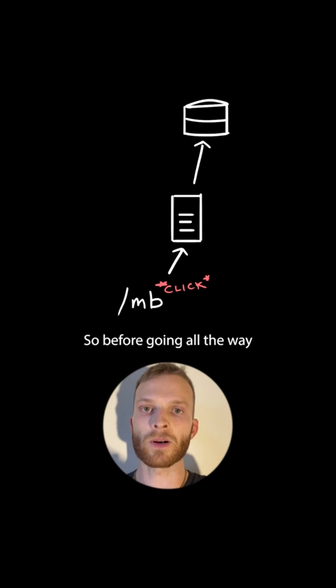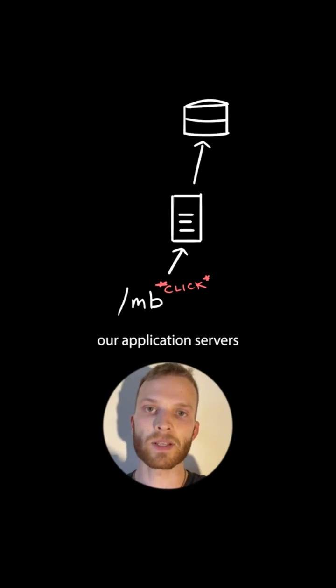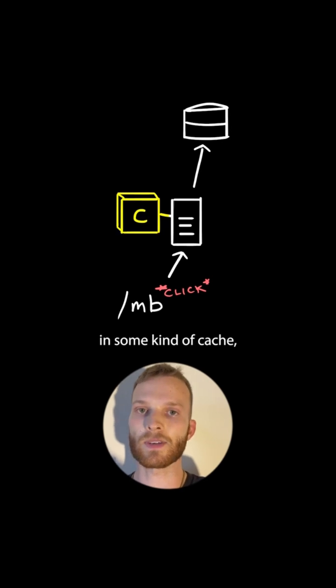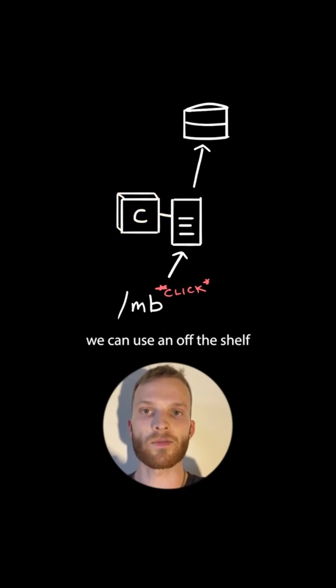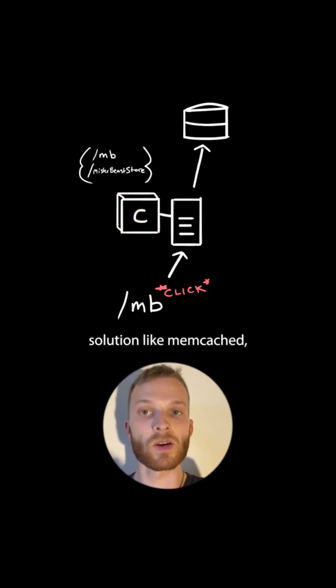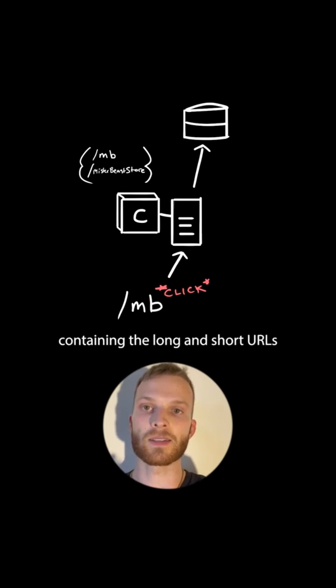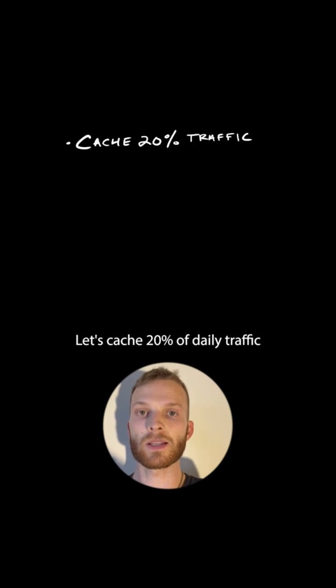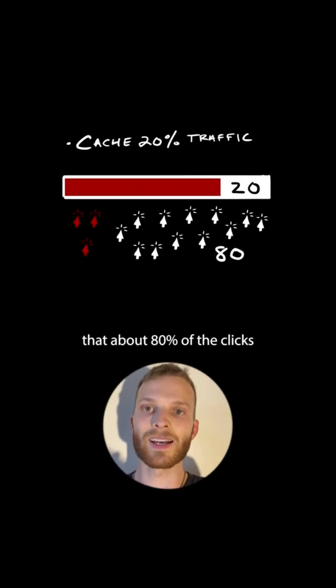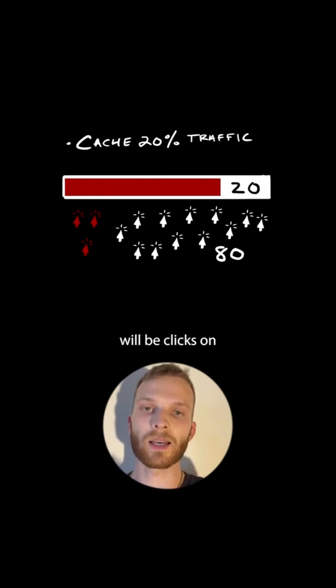So before going all the way into the database, our application servers can more quickly serve it up if it exists in some kind of cache. We can use an off-the-shelf solution like Memcached, which can store an object containing the long and short URLs. And using the Pareto principle, let's cache 20% of daily traffic, since we can guess that about 80% of the clicks to links in our system will be clicks on about 20% of the links.